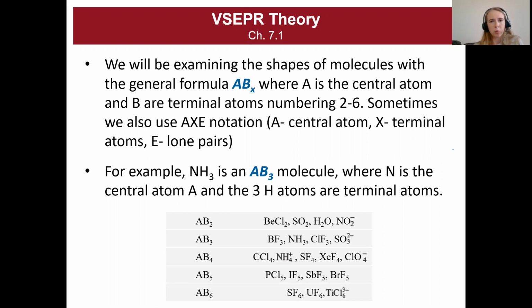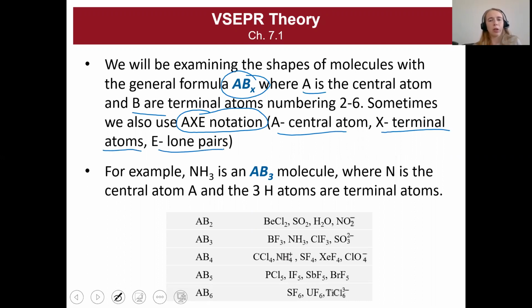But first of all, we'll be examining the shapes of molecules with a general formula of AB_x, where A is the central atom and B are the terminal atoms, of which there could be 2 through 6. Sometimes we might also use AXE notation, which you'll see on your homework, where A is the central atom again, but now X are the terminal atoms and E are the lone pairs on the central atom.